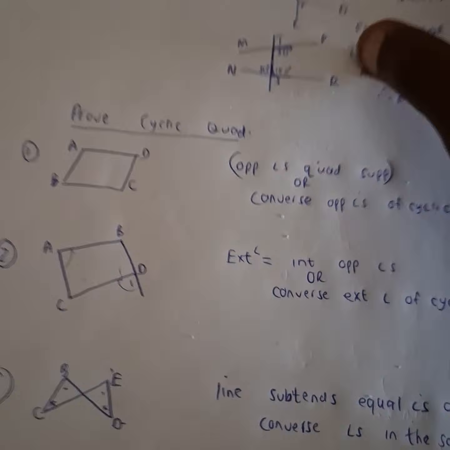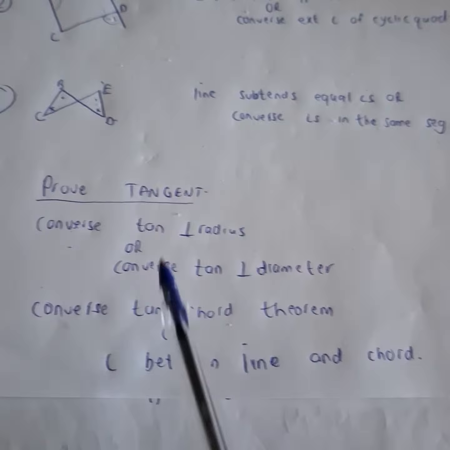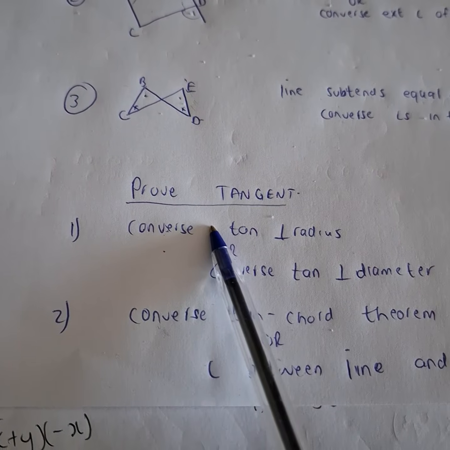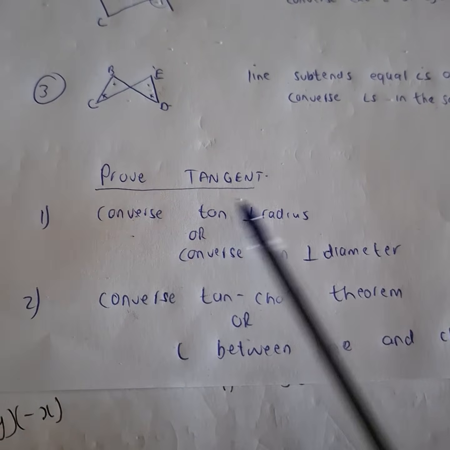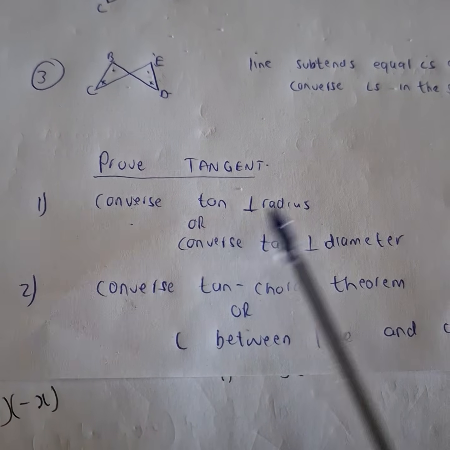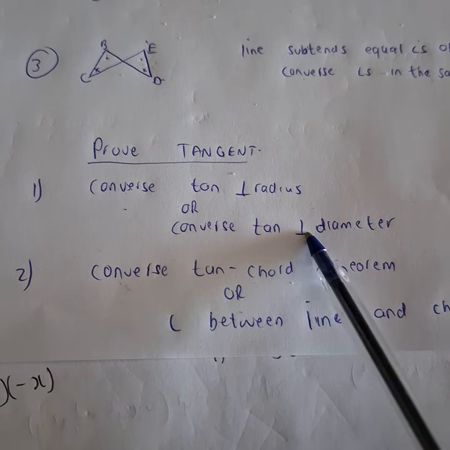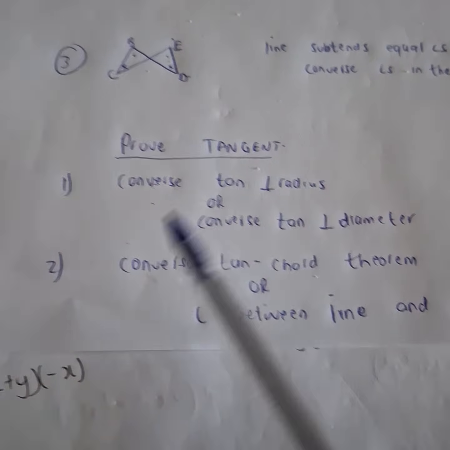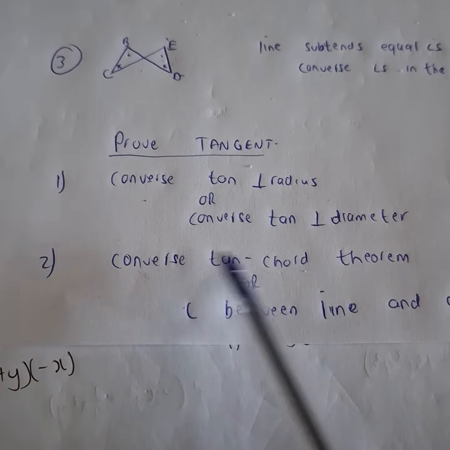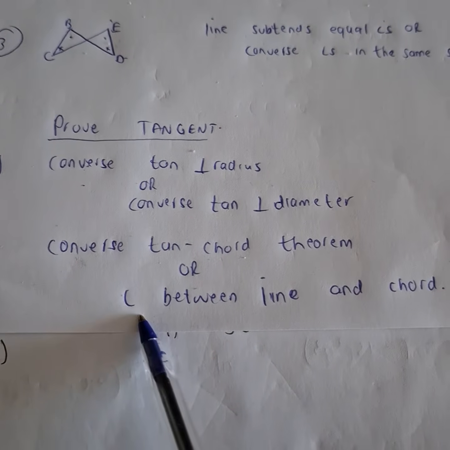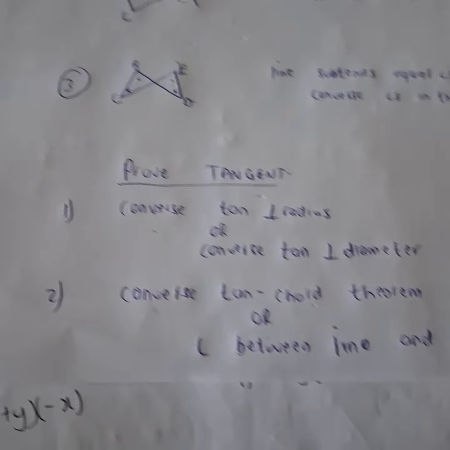Then last but not least, proving a tangent. There are two conditions that you must check: converse of tangent perpendicular to radius, or tangent perpendicular to diameter, or you can check converse of tan chord theorem, or you can say angle between line and chord.